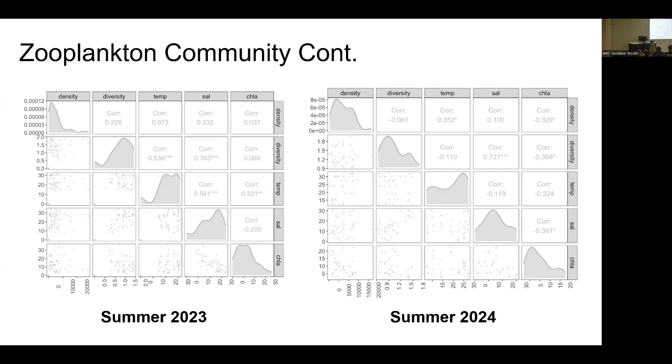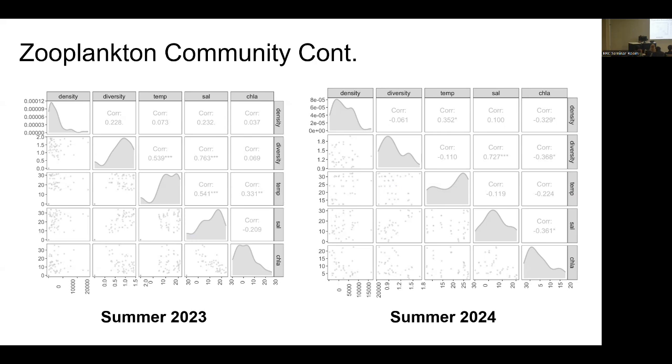But I would like to point out that in the summer of 2023, there's a significant correlation between diversity and temperature that is not present in 2024, which may imply that because of the drought and the increase in temperature that led to an increase in salinity, there was also an increase in diversity, whereas in 2024, that same thing did not happen. Where's the relationship between diversity and temperature?